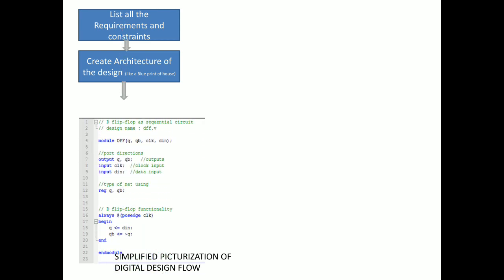We will summarize this. First, we'll collect the requirements and constraints and list them out, then go for the architecture stage, which means a blueprint, then go for functional design, which means software design.